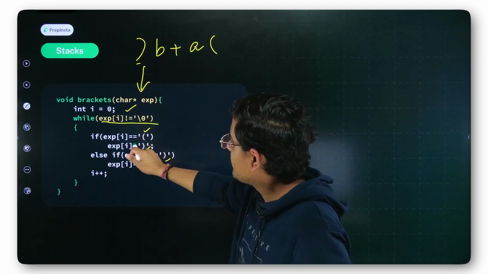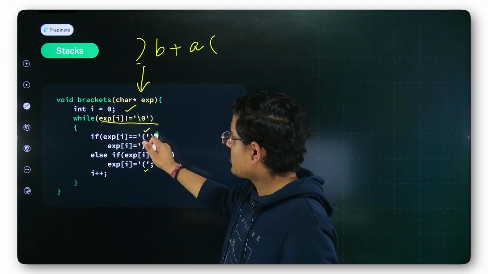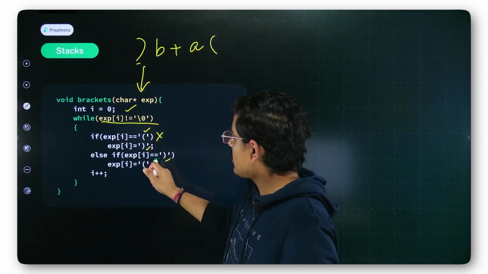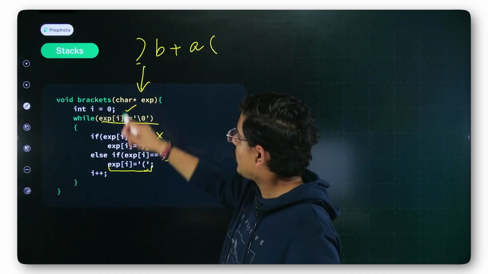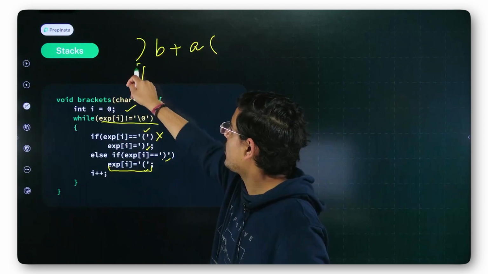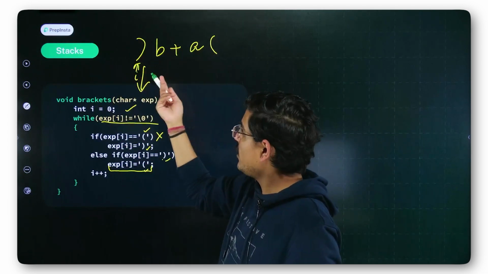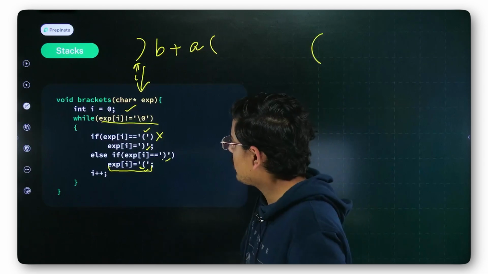I get it that the expression of I is a closing bracket. This is not true. In this case, this is a closing bracket. So what I'll do is, I change that particular bracket to the opening bracket. Expression of I or the exp of I. I is pointing out here right now. So this should be changed, or this should be replaced with an opening bracket. So I replace it with an opening bracket. Fine.